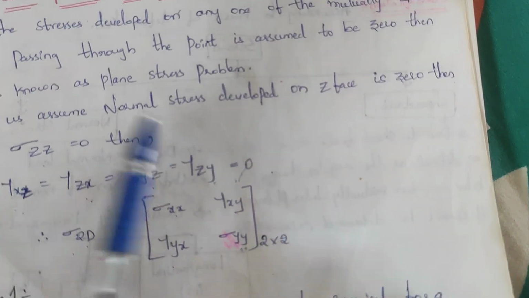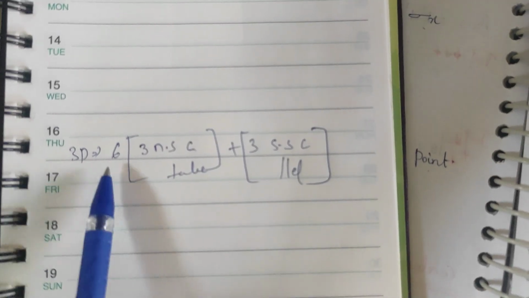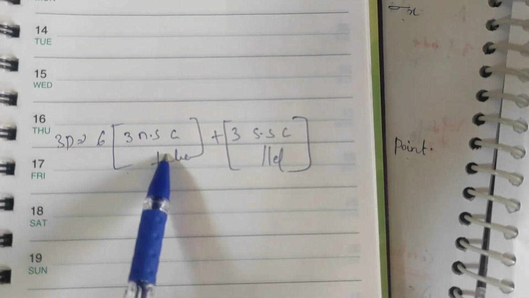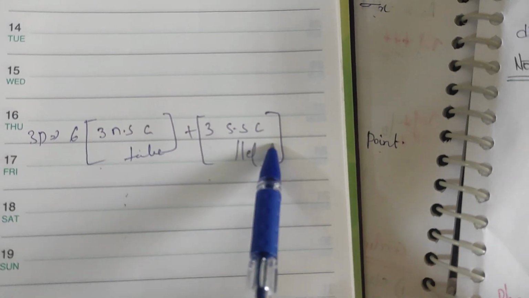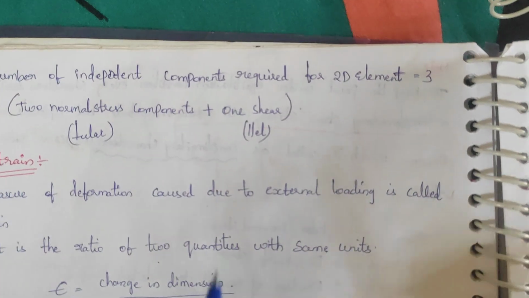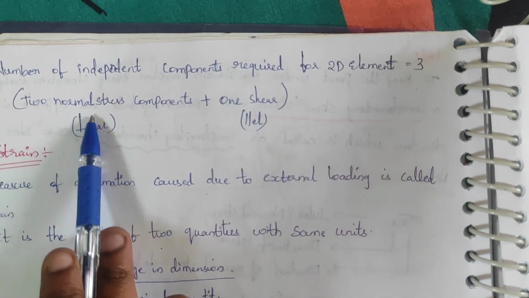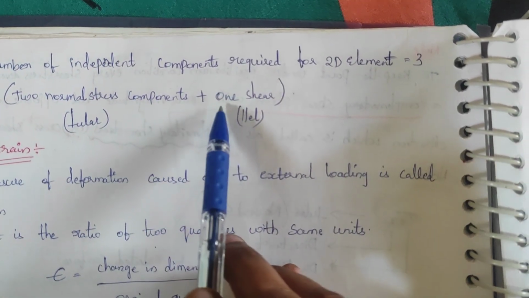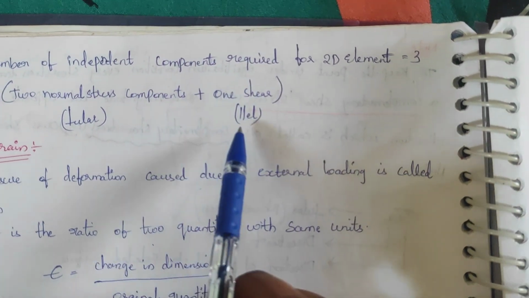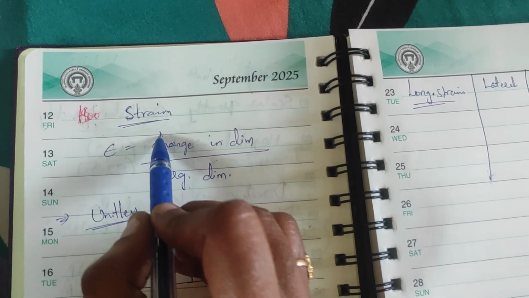And see, the number of independent stress components required for a 3D element is 6: 3 normal stress components that are perpendicular, plus 3 shear stress components that are parallel. And the number of independent components required for a 2D element is 3. That is 2 normal stress components in the perpendicular direction and 1 shear stress component in the parallel direction. Now we will be learning about the strain.